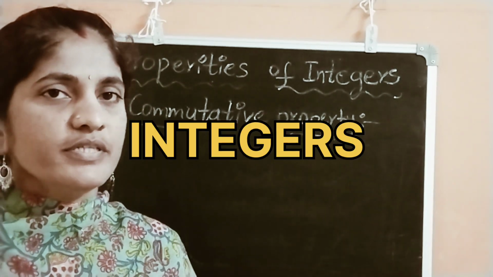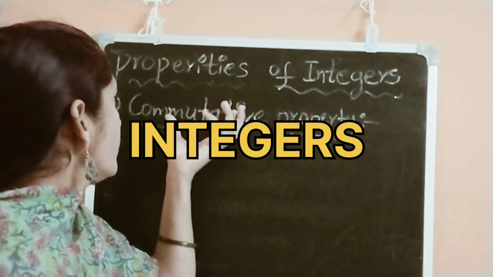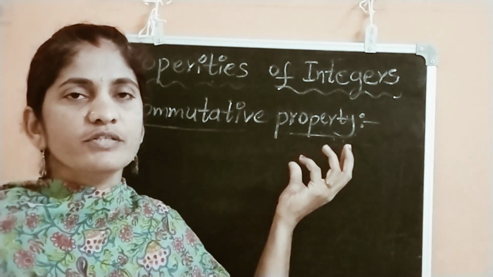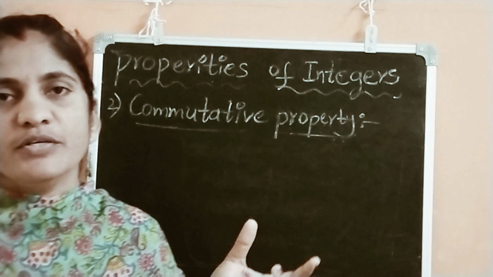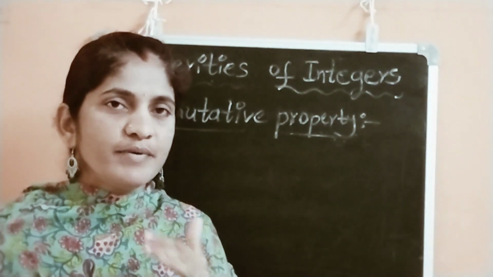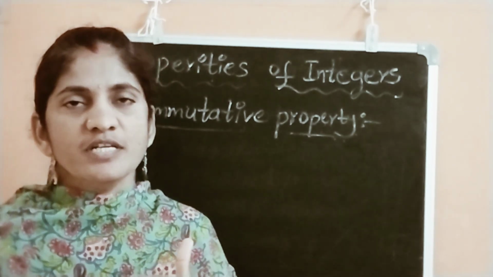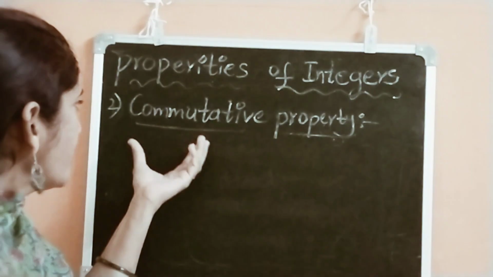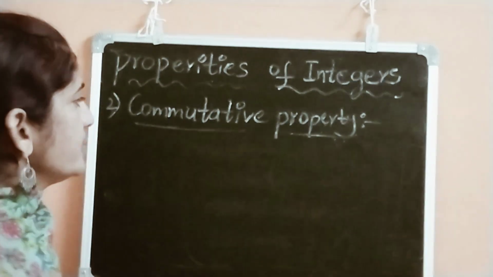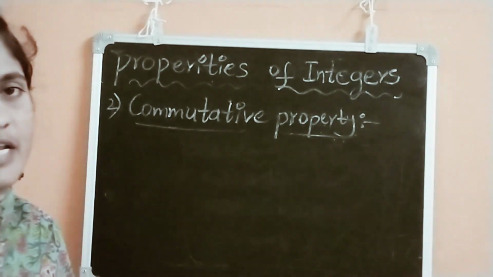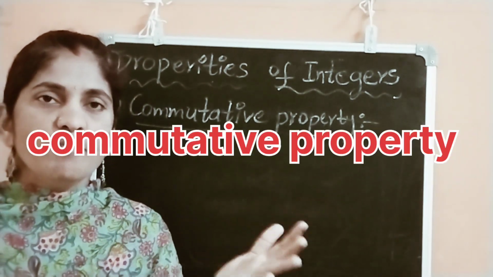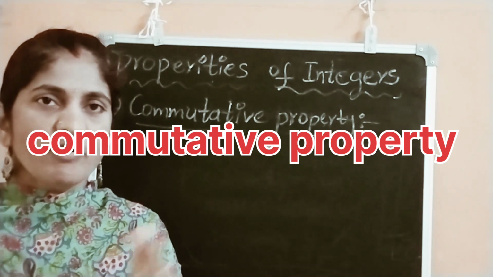In today's video, we are going to discuss properties of integers. The second property, that is the commutative property, we are going to discuss. In the previous videos, we have discussed the first property, that is the closure property. What is closure property? Closure property means if we take a and b, a plus b is also an integer. That is called closure property.